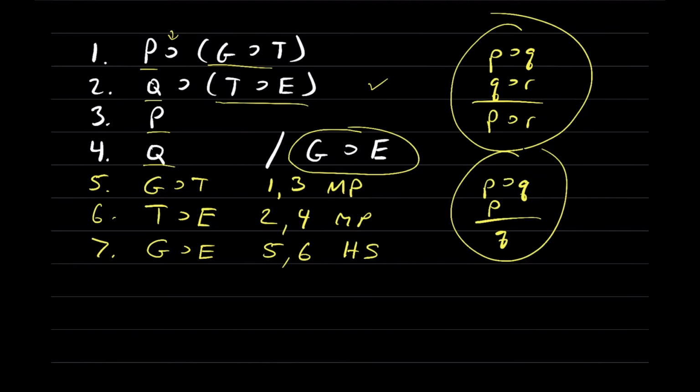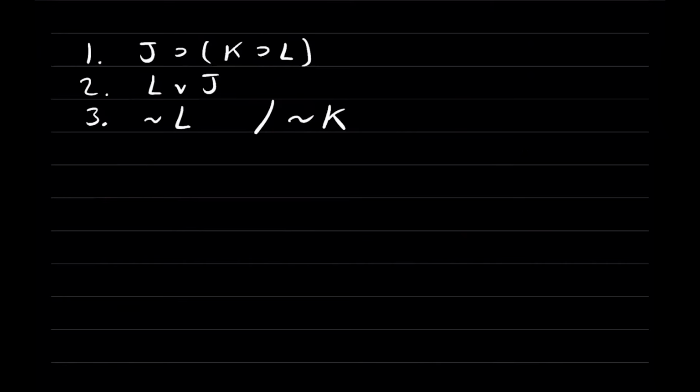Okay, let's keep going. I want to do a lot of examples for you. The next argument I've got for us here has 3 premises. J implies that K implies L. So if J, then this expression in parentheses, K implies L. The second premise says either L or J. It's a disjunction. And line number 3 says not L. And the conclusion that we're trying to show follows from these premises is not K. So when we get not K on its own line, we will have shown that this argument is a valid argument. Let's dive in. We're going to add a new line, line 4.